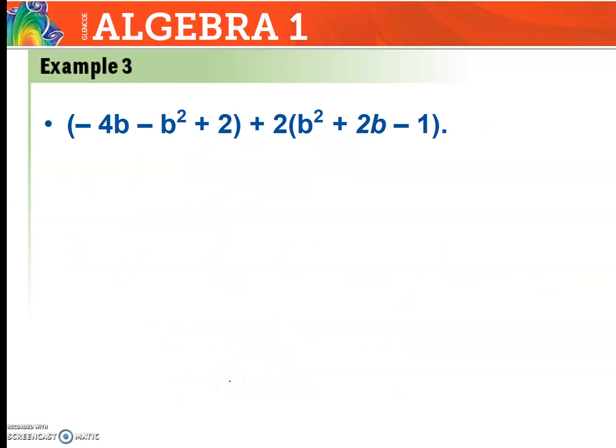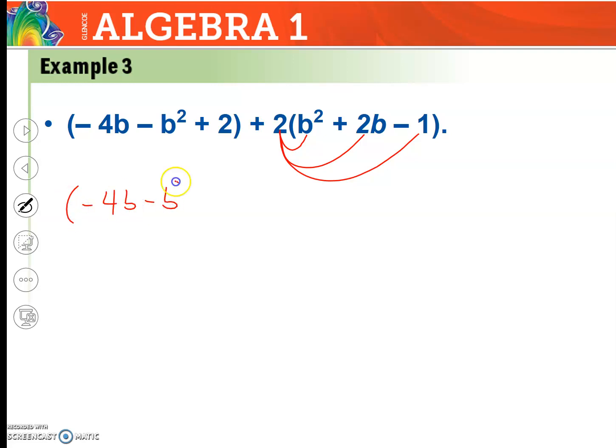Okay, with our second question, we have a distributive, so a quick one. We multiply 2 by 2b squared, 2 by 2b, and 2 by negative 1. So in doing that, let us write this again. We're going to have minus 4b minus b squared plus 2. Then plus, now we'll multiply 2 times b, we have 2b squared. Then plus 2 times 2 gives us 4b, and 2 times negative 1 gives us negative 2.